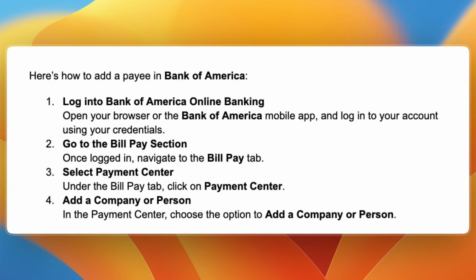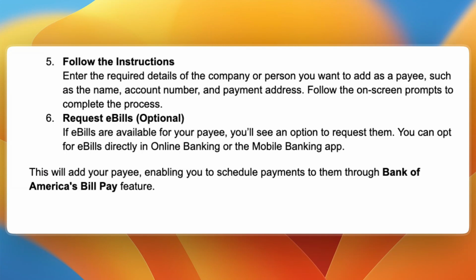Then you can add a company or person, so choose the option to add a company or person from within the Payment Center. Then follow the instructions, so enter the required details of the company or person you want to add as a payee, such as the name, account number, and payment address. Follow the on-screen prompts to complete the process.